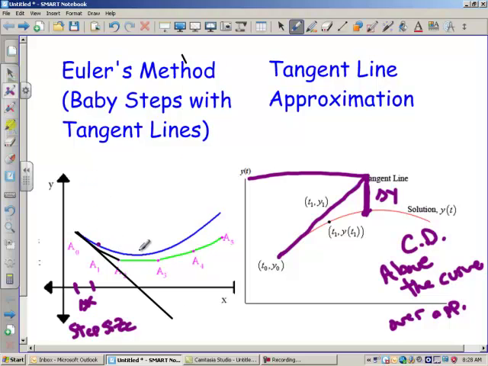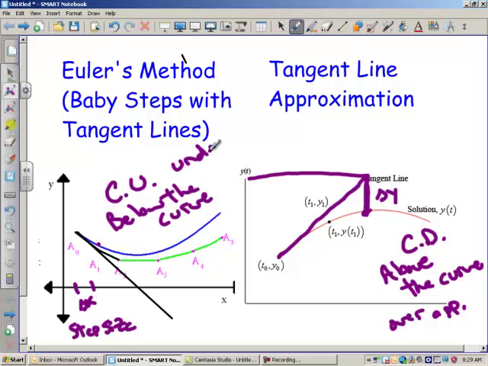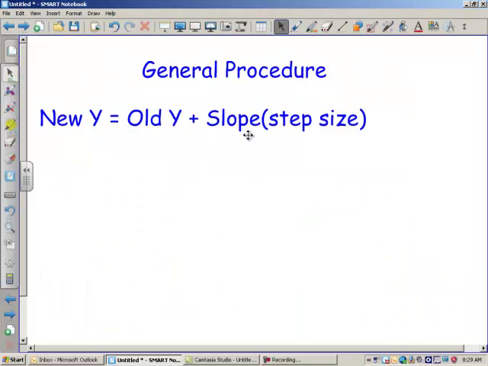I'm going to add one more thing here. This graph, this particular solution, is a concave up graph. Where did our tangent line approximation fall? Well, it fell below the curve. And that is always going to be true. Euler's method, which is baby step tangent lines, will be below the curve, or an under approximation. Let's get some specific examples here.